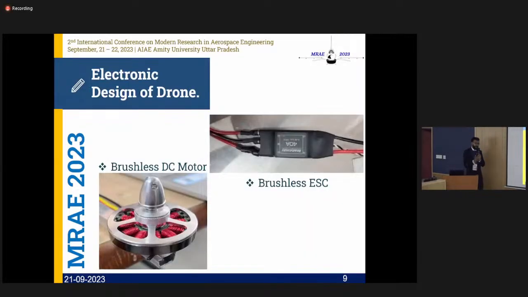Apart from the design, once again we'll go for the electronic parts. Of course, we use a brushless DC motor. This is a 360 kV motor. What we observe from this 360 kV motor is that when we reduce the kV, the torque it requires... This is basically a high torque motor, not the conventional BLDC motor which flies the smaller drones. Because of the high torque motor, we will be able to carry more weight.